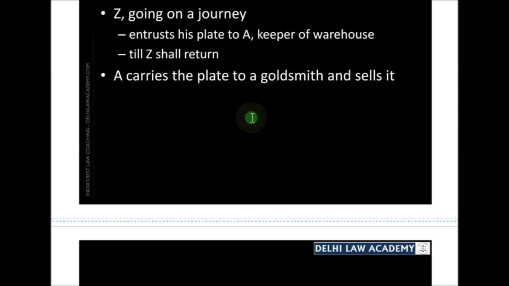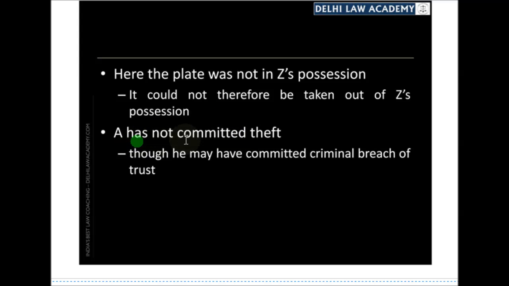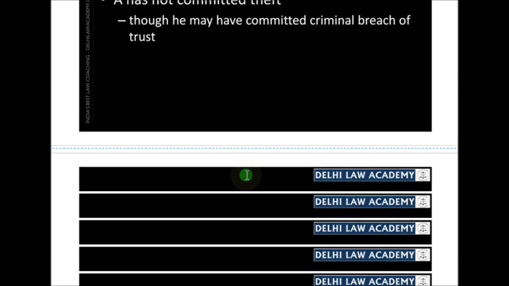Going back to the facts, we find that Z himself had given the plate to A. In this case, A is not a servant of Z as in the earlier illustration. A in fact is a stranger to Z, and therefore once Z gave the possession of the plate to A with his own consent, it can never amount to the offense of theft, and therefore the answer will be that A has not committed theft, though he may have committed criminal breach of trust. That is a separate offense which is not part of this question. Moving on to the next illustration.